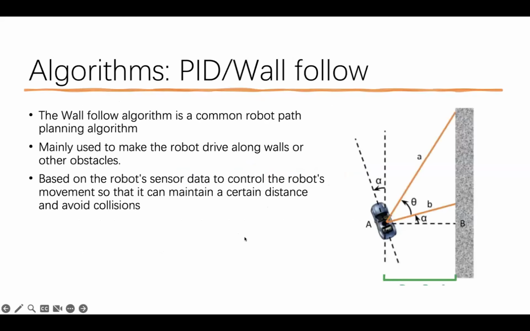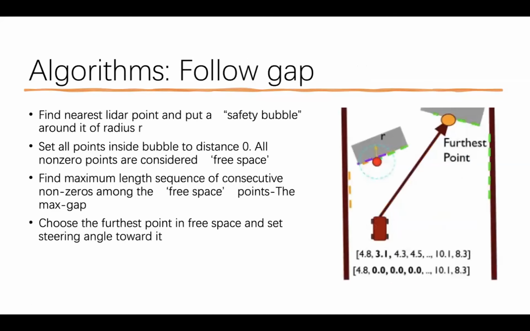And this kind of algorithm is a very common robot path planning algorithm, used to make a robot drive along walls or other obstacles. For this algorithm, you need to base on the robot's sensor data to control the robot's movement, so it can maintain a certain distance or avoid collisions.